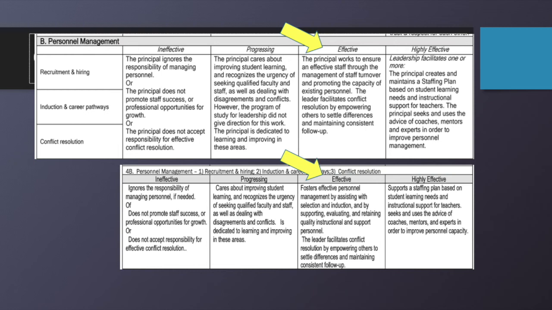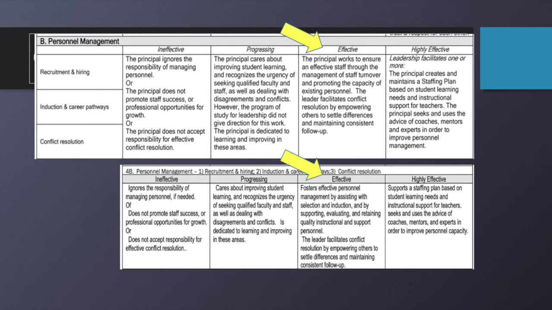An effective principal, it says, works to ensure an effective staff through the management of staff turnover and promoting the capacity of existing personnel. The leader facilitates conflict resolution by empowering others to settle differences and maintaining consistent follow-up. If you are the assistant principal, you are going to foster effective personnel management by assisting with selection and induction, and by supporting, evaluating, and retaining quality instructional and support personnel. The leader facilitates conflict resolution by empowering others to settle differences and maintaining consistent follow-up.